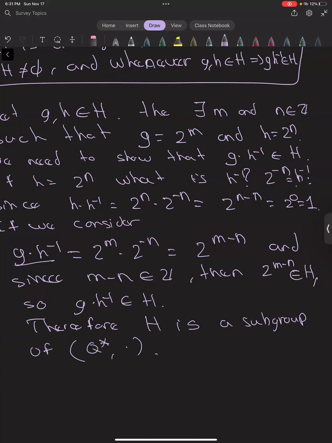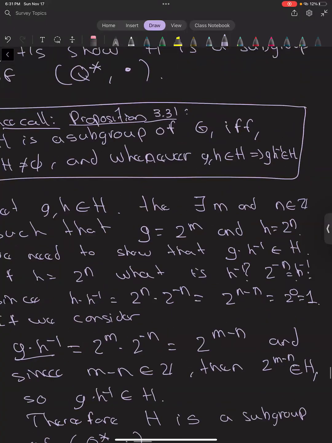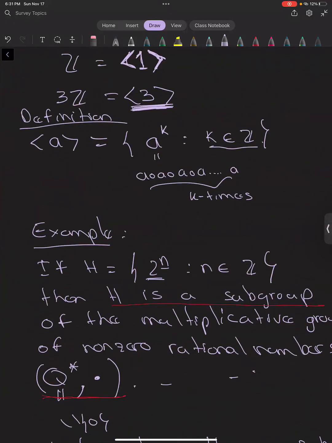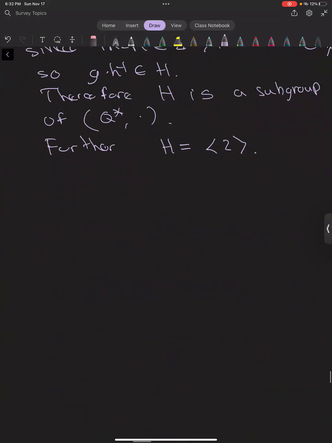And what we can say is that further, the group H is the group generated by 2. Okay? Because all the powers, by our definition, are all the powers that belong to the integers. Okay, so that's a very nice example.